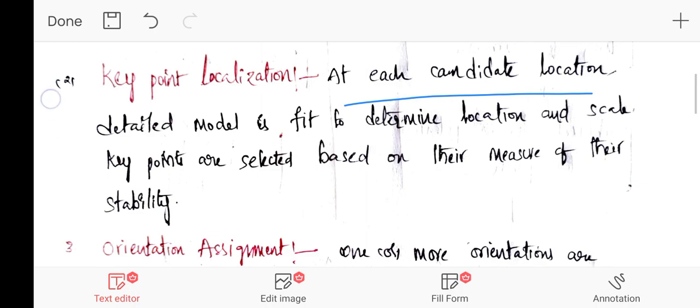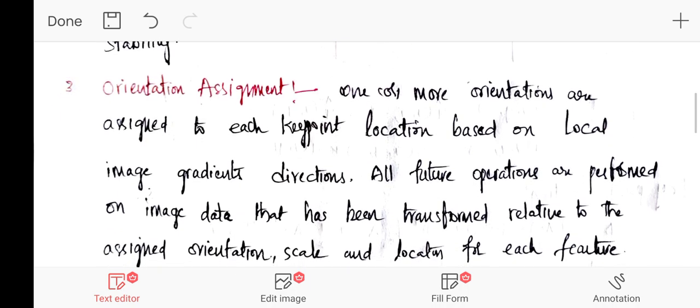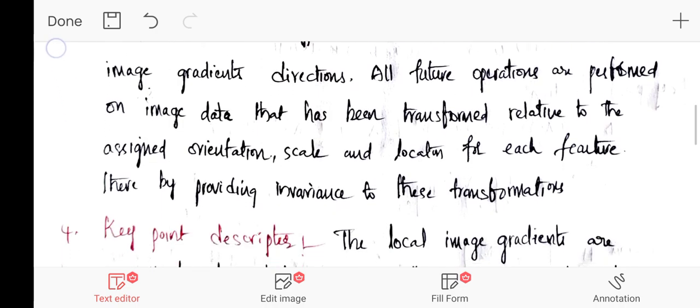The third step is orientation assignment. Orientation assignment means that one or more orientations are assigned to each key point location based on the local image gradient. If you take a small sub image, within it you have to find the gradients of each and every key point, and assign the orientation to the corresponding key point location based on their gradients. That is also very useful to transform the data without elimination under scale and rotation, and it helps identify the corresponding key points exactly.